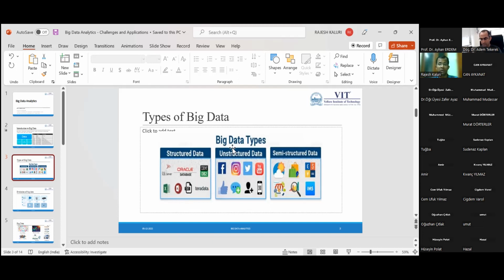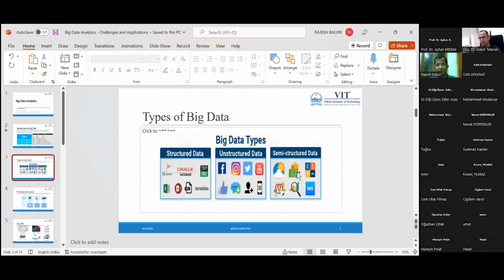When you look at the other one, which is unstructured data, where you have all our social networking sites like Facebook, Twitter, Instagram, YouTube, all these are the platforms where some of the data will be structured and some part of the data is not structured. So it is very hard for us to apply the techniques and to get the unstructured data into structured format.